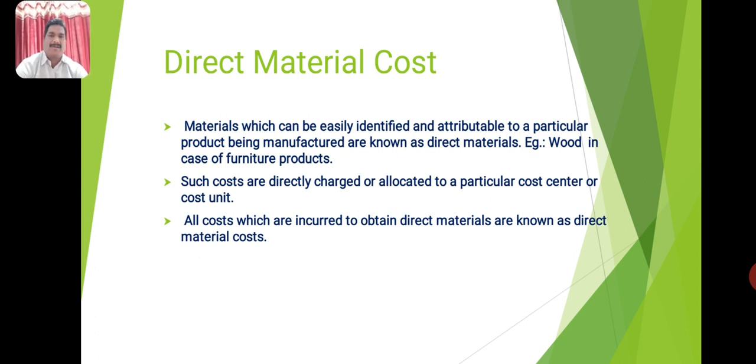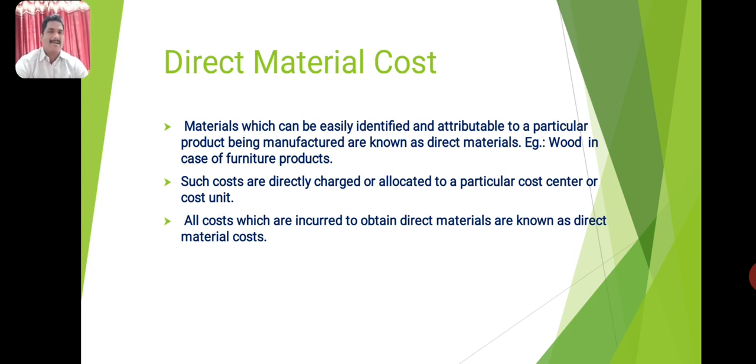For example, in the case of furniture, wood is the material. We can allocate that particular cost of wood to that particular furniture. If the organization produces a chair, an item of furniture, then the wood used in the chair is considered to be the direct material cost, because the entire expense spent by the organization for the acquisition of the wood required for that chair can be allocated to, or identified to, that particular chair itself. So such a cost can be called a direct cost.